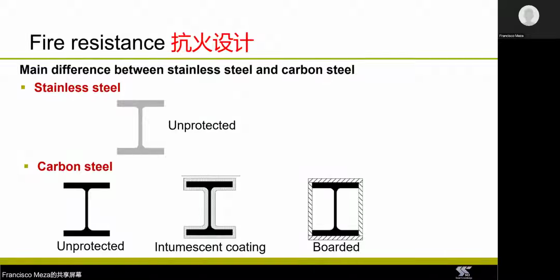Now, because stainless steel is often used because of its aesthetic and corrosion resistant properties, the member will most likely be unprotected against the fire. And therefore, the fire resistance is going to be mostly conditioned by the ability of the stainless steel to retain its mechanical properties at elevated temperatures.